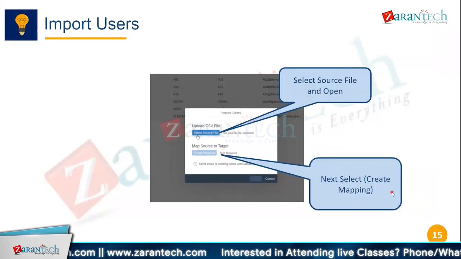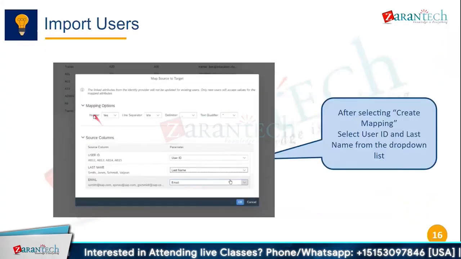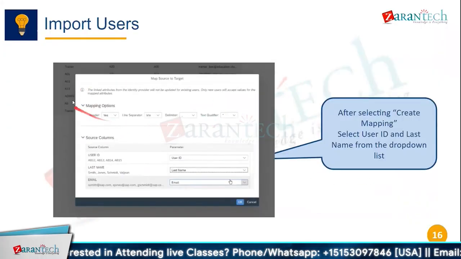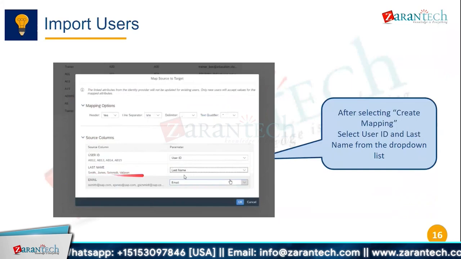As I suggested, we need to have user ID field, first name field, display name, email ID, all these fields which are mandatory. So yeah, you see this. I uploaded a source file. Then the mapping can be seen here. So user ID is this column, AB12, AB13, AB14, AB15 field. So we mapped it to the user ID. Then last name column we mapped to last name. Similarly, email ID we have mapped to the email ID field within the user management.